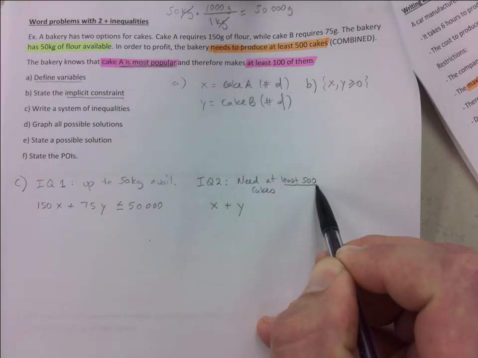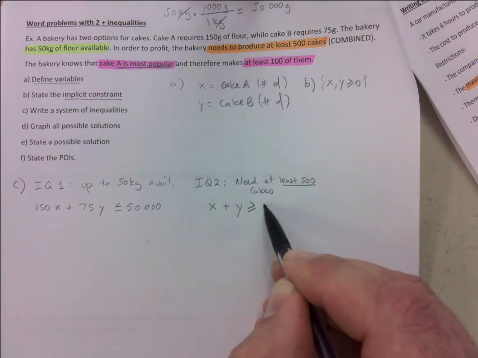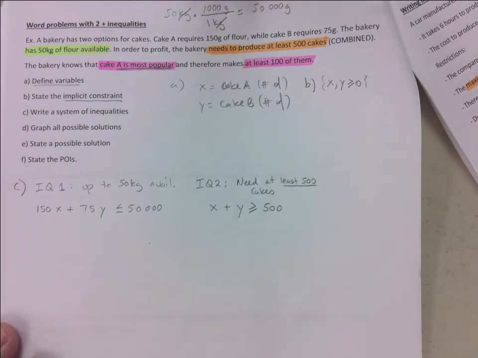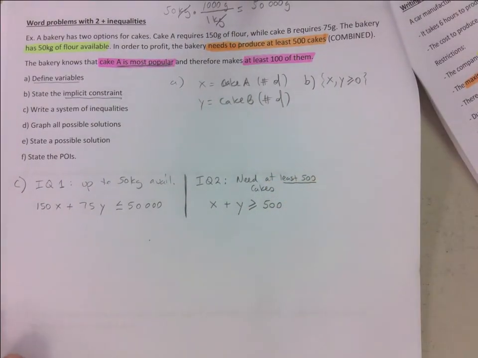So which way will our inequality symbol face? You should have the key words in your study sheet. Greater than or equal to, right? So this has to be greater than or equal to 500. And I'm going to cut this off here just to make sure we don't mix them up, right?